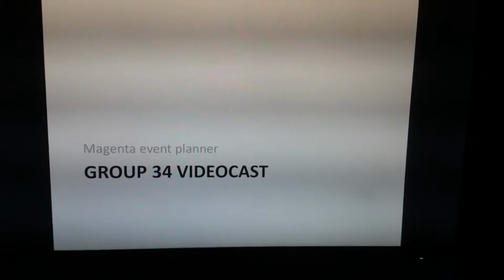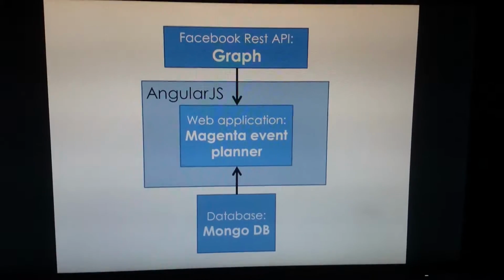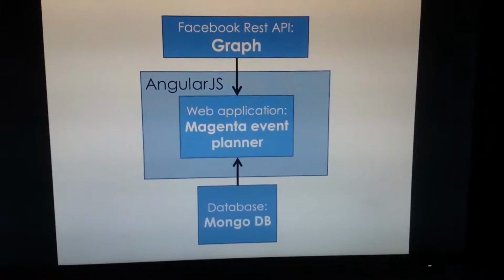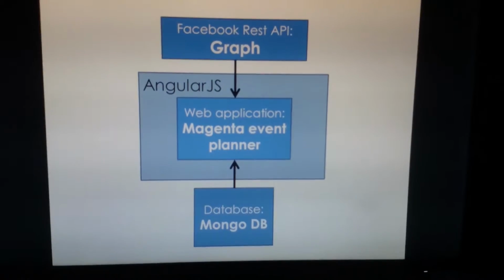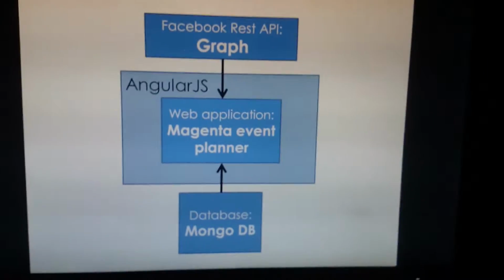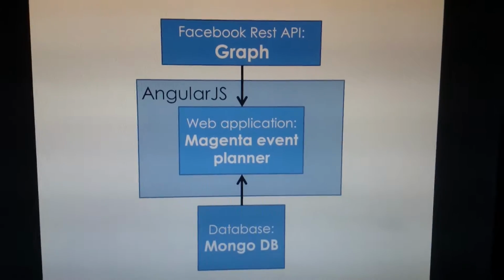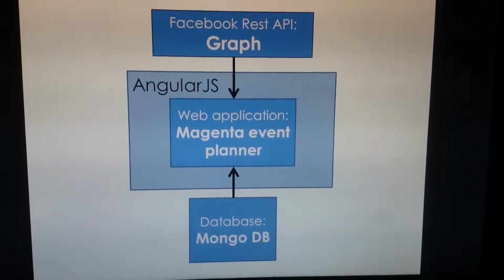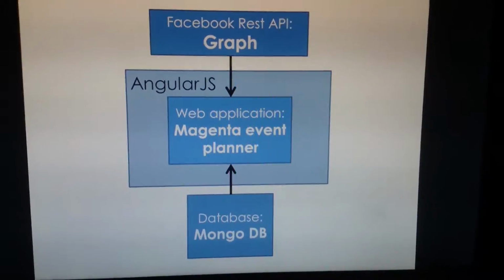And I'm here to present our project for this course, which is the Magenta Event Planner. Our application is based on three main components. It's the web application itself, which is powered by AngularJS, and then of course we use HTML and CSS3. And we'll probably be using a lot of Bootstrap buttons and stuff. And also we're implementing an application which uses the Facebook REST API graph, which is to log in to our application, and also for inviting people.